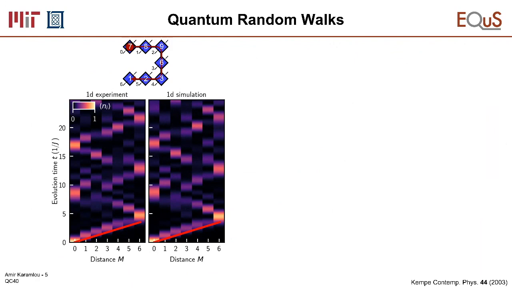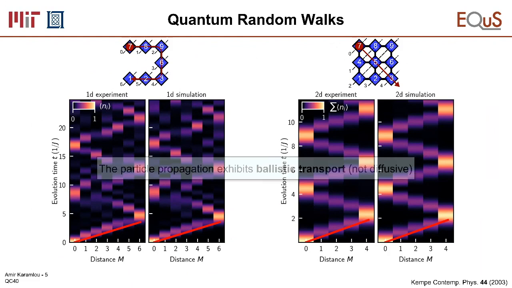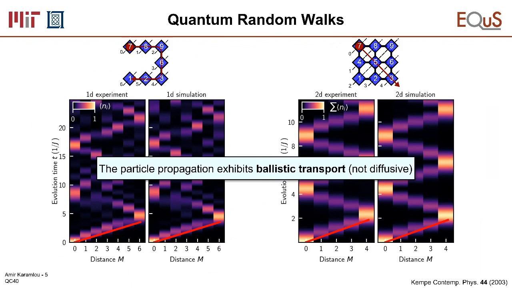And similarly, we repeat the same experiment in 2D, where the particle propagates along the diagonal symmetry axis of the lattice and occupies the sites at the same distance from the initialization source as it propagates through the lattice. So in the 2D experiment, we are plotting the sum of the population of the qubits that are at the same distance, as shown on the top figure, from the initialization site. And in both cases, we observe that the particle propagates linearly in time and exhibits ballistic transport as opposed to diffusive transport, which is a signature of a classical random walk.